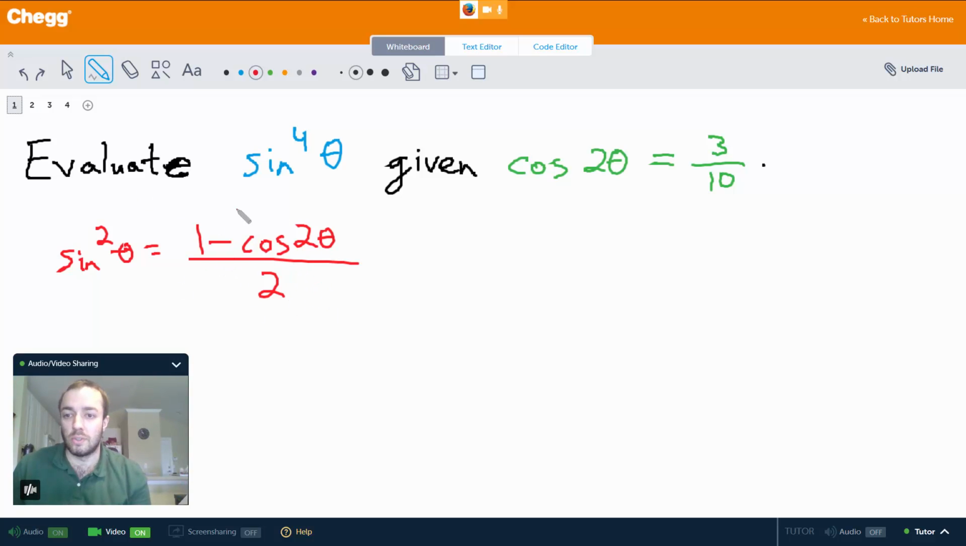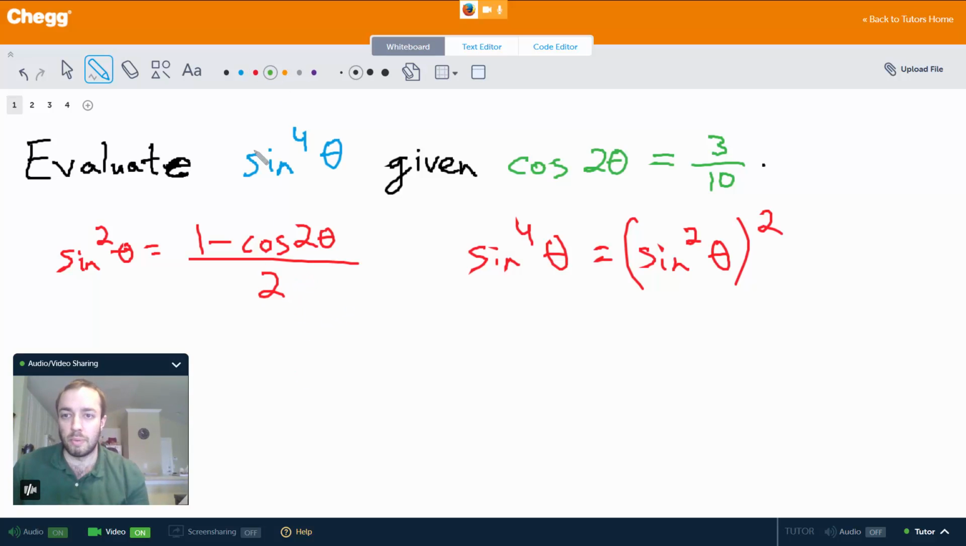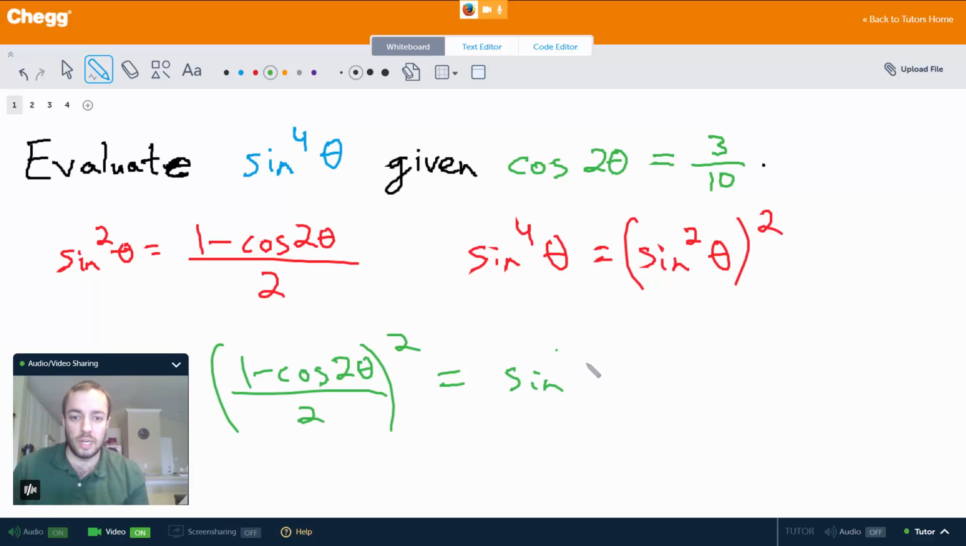Now, this isn't quite all we need to do because we want sine to the fourth of theta, not sine squared of theta. But we can use this combined with the fact that sine to the fourth of theta is just sine squared of theta, squared. So we just want to evaluate this and square it, and that's going to give us sine to the fourth of theta. To recap, we take this 1 minus cosine of 2 theta all over 2 and square it, because that gives us sine squared of theta squared, which is exactly what we want. Let's make that a little nicer. That's going to be sine to the fourth of theta.